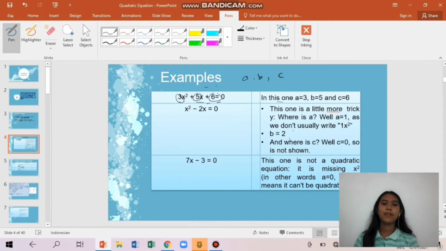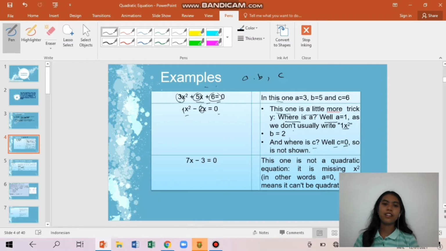The second example is x squared minus 2x equals 0. In this one, a little more tricky. Where is a? Well, a is 1, here, this one, as we don't usually write 1x squared. And b is negative 2. And where is c? Well, c is 0, so it's not shown.